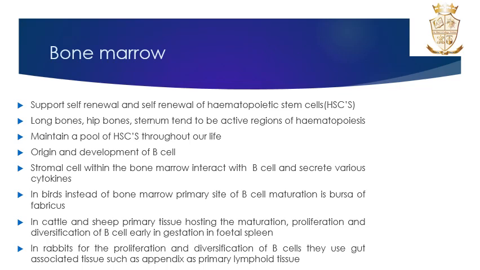In birds, instead of bone marrow, they have an organ called the bursa of Fabricius. In cattle and sheep, the primary tissue hosting the maturation, proliferation, and diversification of B cells early in gestation is the fetal spleen. In rabbits, for proliferation and diversification of B cells, they use gut-associated tissue or GALT, such as the appendix, as primary lymphoid tissue.